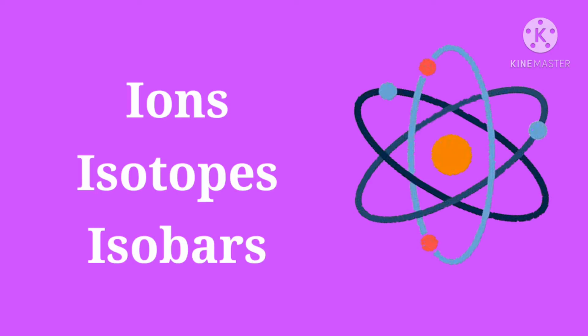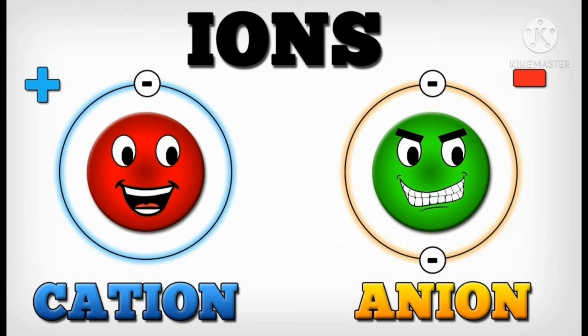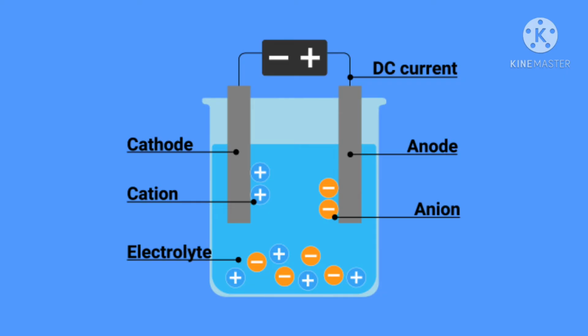Let's move on and study ions, isotopes, and isobars. First, let's learn about ions. There are two types of ions, cations and anions. When there is a lack of electrons, the atom becomes positive, hence it's called a cation or a positively charged ion. When there are more electrons than protons, the atom becomes negative, hence it is called an anion or a negatively charged ion.